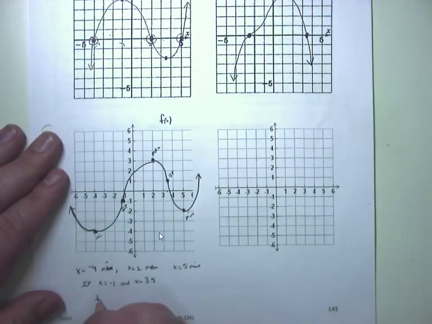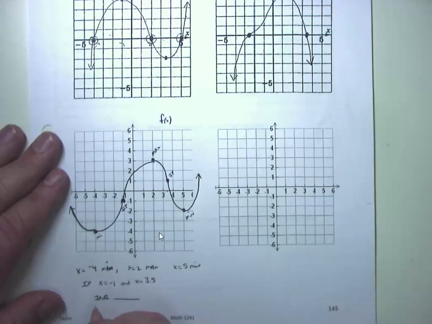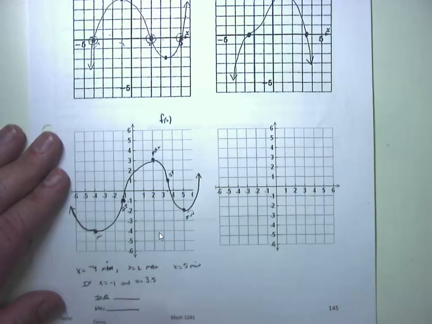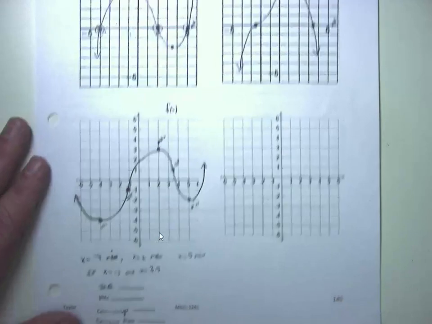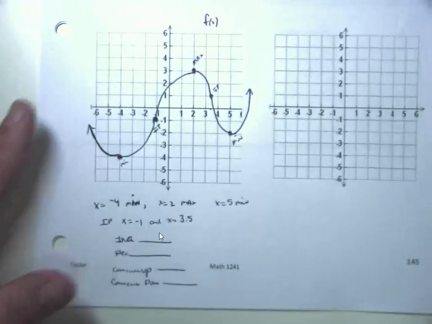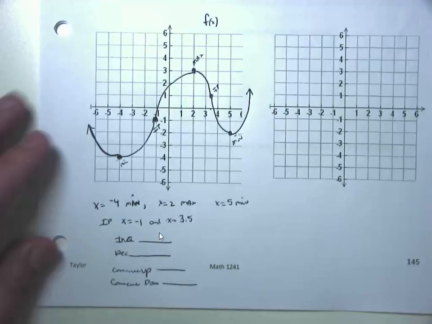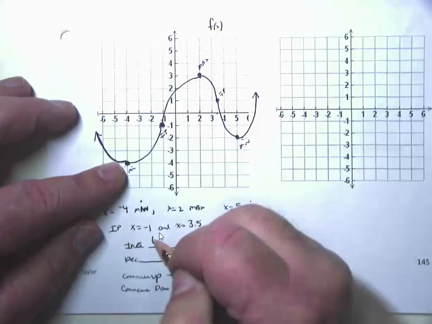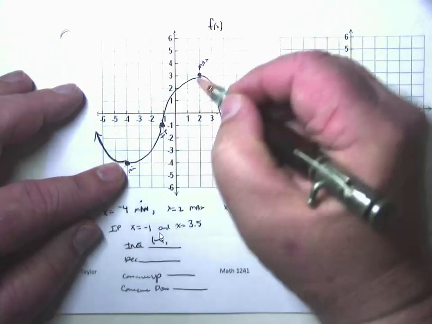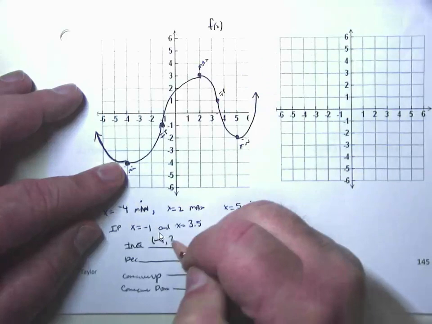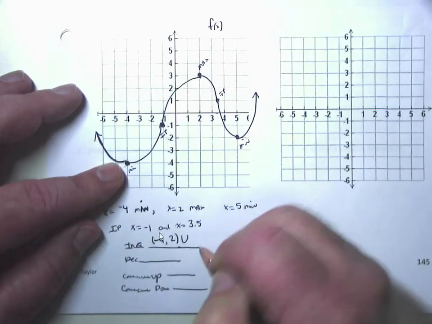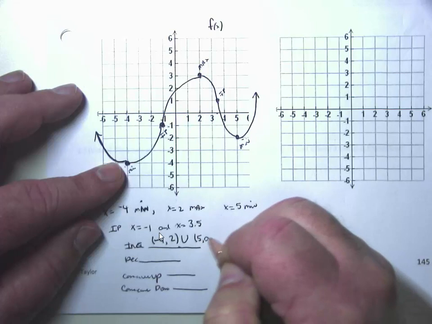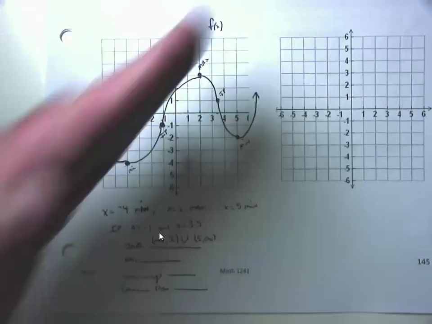They want to know intervals of increase, intervals of decrease, concave up, and concave down. All right, let's see if they answer the question now, and I'll blow this up. Because once I've got the original picture, I can just use it normally. I'm increasing between what? -4 to 2, union, where else am I increasing? From 5 to infinity. That's where the graph is going up.